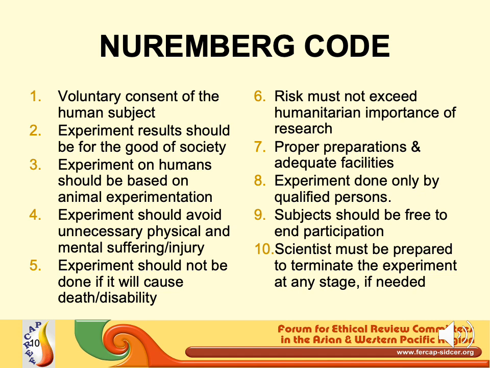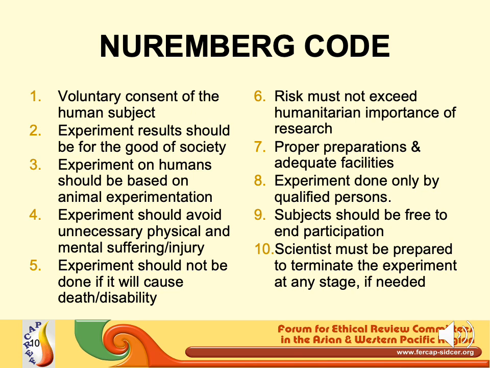Number five, experiment should not be done if it will cause death or disability. Number six, risk must not exceed the humanitarian importance of the research. And seven, proper preparations and adequate facilities should be provided whenever doing any human subject experimentation. Number eight, the experiment should be done only by qualified persons.